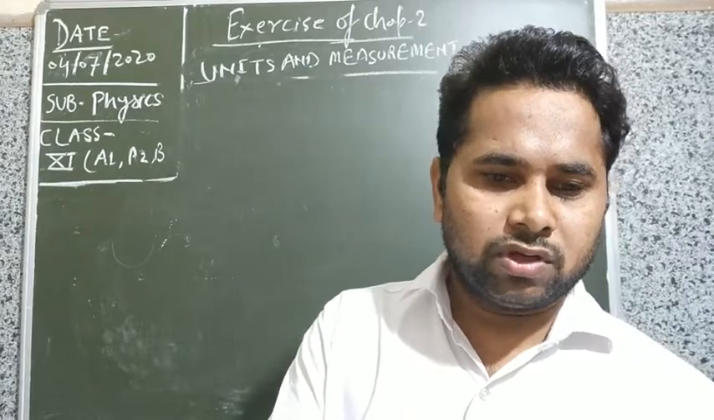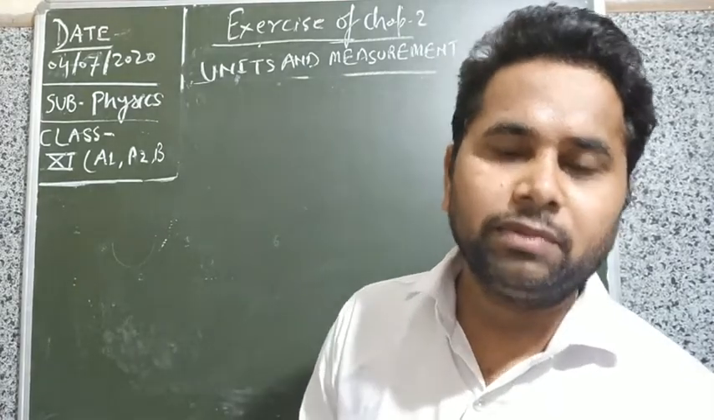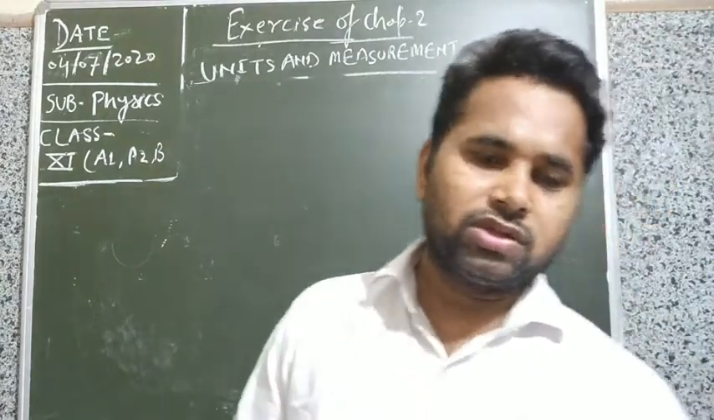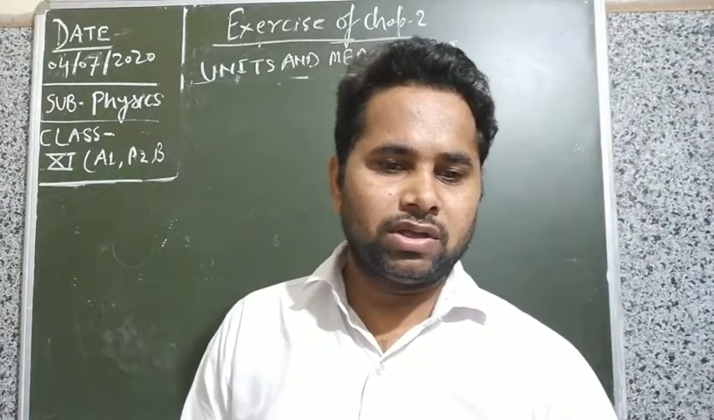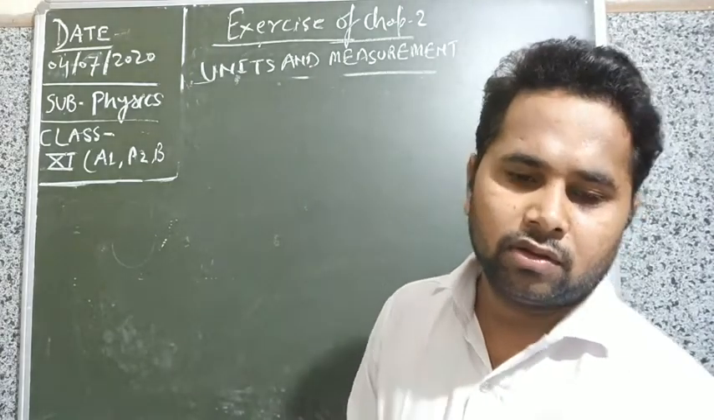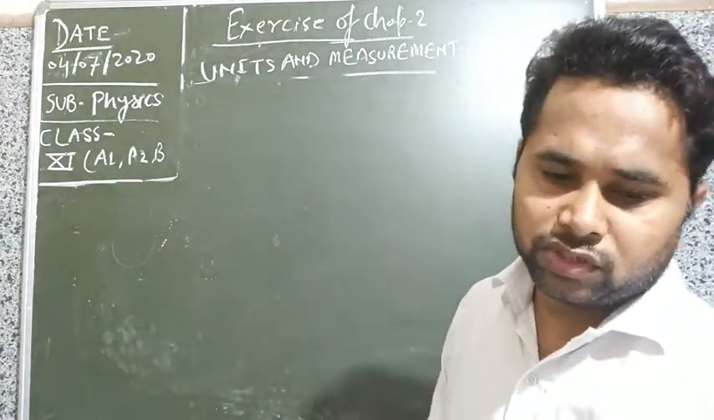Now see the question number. We have solved 2.13. You can check question number 2.13. We solved this question during the discussion about the percentage error. So now the next question is 2.14.